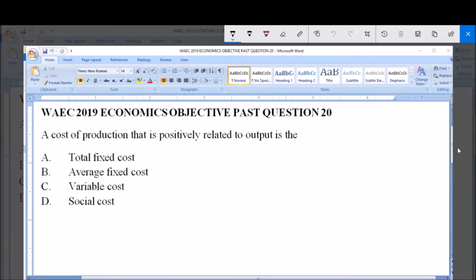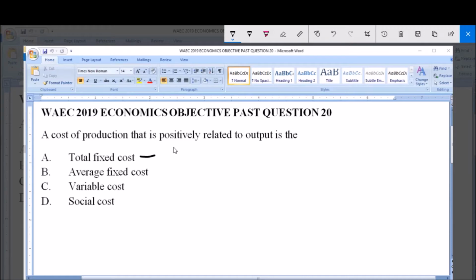Hello, I'm going to be answering WASSCE 2019 Economics Objective Past Question 20. A cost of production that is positively related to output is the A. Total fixed cost, B. Average fixed cost, C. Variable cost, D. Social cost. So I will define what each of these options are and then we will pick out our answer.